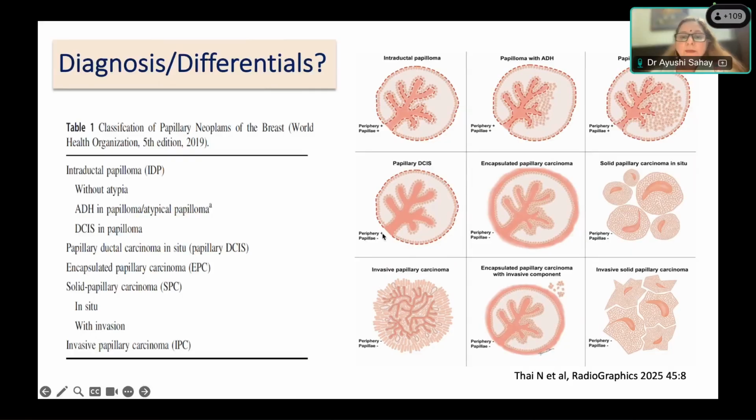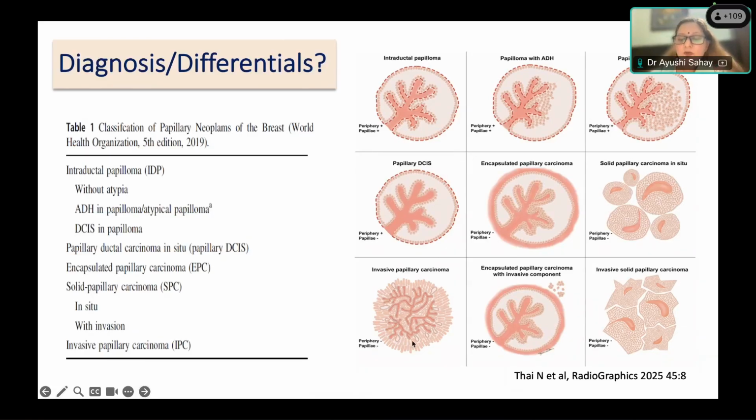Then you have papillary DCIS. Now papillary DCIS will have myoepithelial cells at the periphery but complete absence of myoepithelial cells within the cores. So it is important, as I said, for you to have periphery as well as the center of the papilla. Then you have encapsulated papillary carcinoma, in which you are going to have absence of myoepithelial cells both at the periphery and at the cores. Then solid papillary in situ carcinoma, you are going to have not a papillary architecture but more of a solid architecture with interspersed vessels, but again absence of myoepithelial cells.